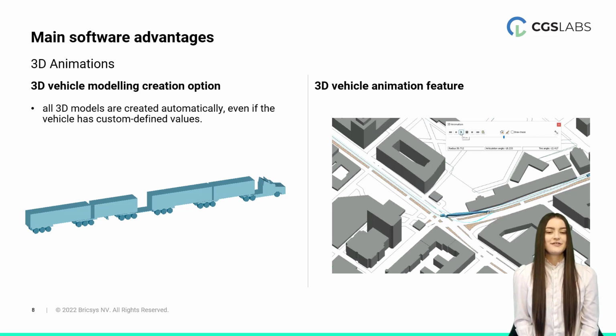You can now create a 3D animation based on any horizontal swept path analysis, and all 3D models are created automatically, even if the vehicle has custom-defined values. The fact that the user does not have to create a 3D vehicle model by hand gives AutoCAD a great competitive advantage over other similar programs. Now we will move to the software, where, based on an example, you will be able to see for yourself that creating a swept path analysis is really fast, simple, and effective.